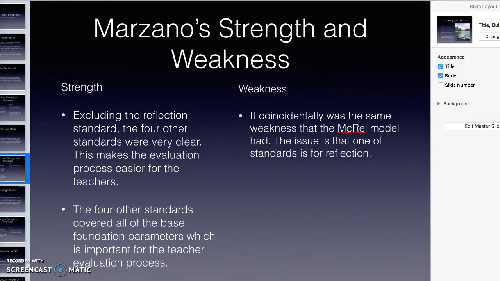One strength of the Marzano model was that, excluding the reflection standard, the 4 other standards were very clear, which makes the evaluation process easier for the teachers. And the 4 other standards covered all of the base foundation parameters, which is important for the teacher evaluation process.